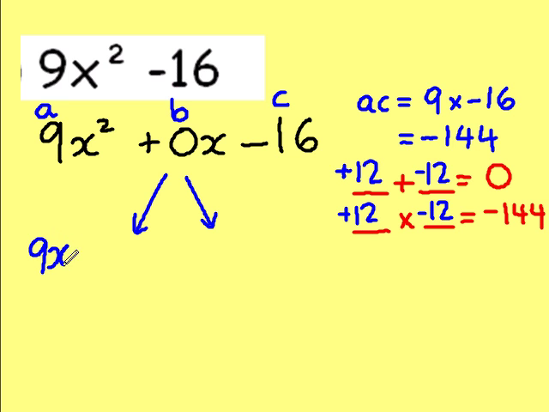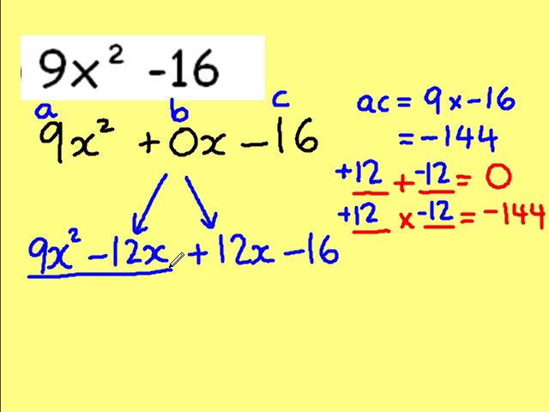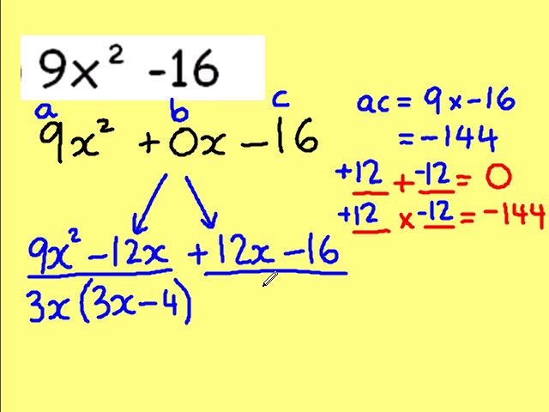9x squared at the beginning as before, minus 12, not forgetting the x, plus 12, again not forgetting the x, and the constant at the end. Factorising the front two terms, the largest factor is 3x, and I need to multiply that by 3x minus 4. If I've done this correctly, I should get my repeated factor of 3x minus 4, and the only way I'm going to get 12x minus 16 is if the outside number is a positive 4.